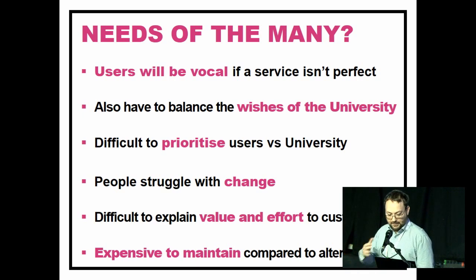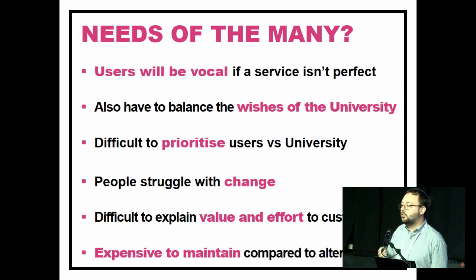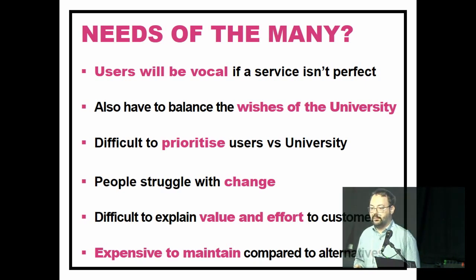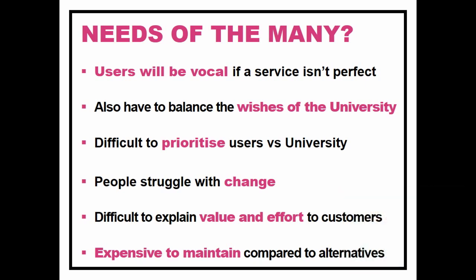So I'm just coming to the end of things now. What I would conclude is that users will be vocal if a service isn't perfect. And actually, if you're using something off the shelf, it might be like I was shrugging my shoulders and simply saying, well, Turnitin doesn't offer that. Blackboard or Moodle don't offer that. But you also have to balance those individual wishes with the needs of the university. And it can get quite difficult, it can get quite political, particularly when people have this level of change imposed upon them.